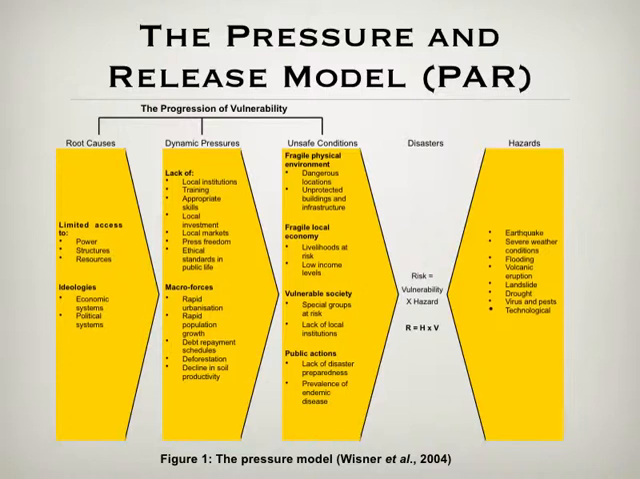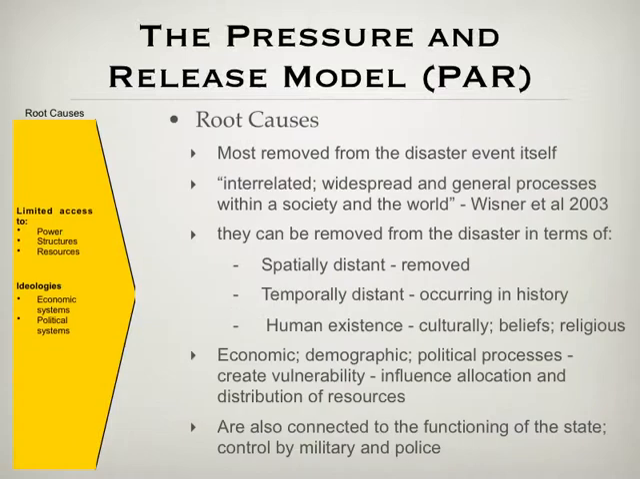It includes various parts, such as root causes, dynamic pressures, unsafe conditions, and then the disaster event, or where they intersect, and then on the other side, the hazards. So it's drawn up in the idea of the pressure and release model, where there are two different forces going towards one another. Let's do the same as the previous one and discuss each of the elements on their own before we get to the whole one. So root causes. Root causes are the things and situations that are most removed from the disaster point, or the point of intersection between the two.